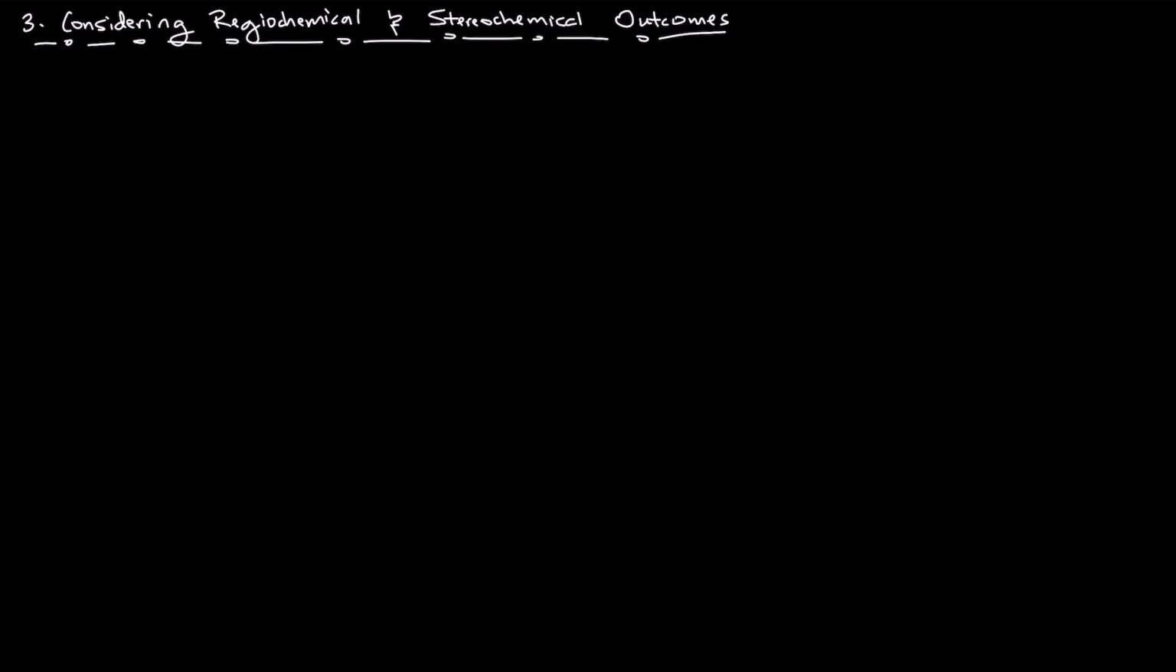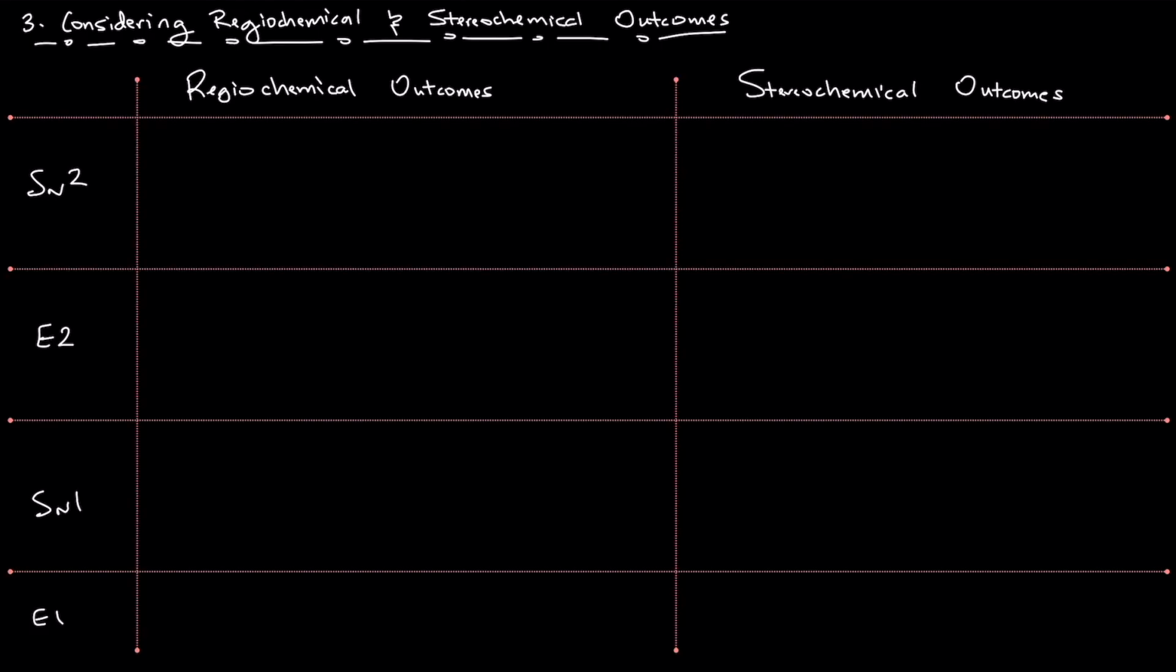Okay, so once you've figured out the mechanisms of the reaction and you've also been able to get the product, it's also important to remember that these reactions can have regiochemical and stereochemical outcomes. We've already talked about this in great detail in previous videos and in previous classes, but I'm going to summarize the four reaction mechanisms and their regiochemical and stereochemical outcomes here. So let's think about the outcomes of your SN2, E2, SN1, and E1.